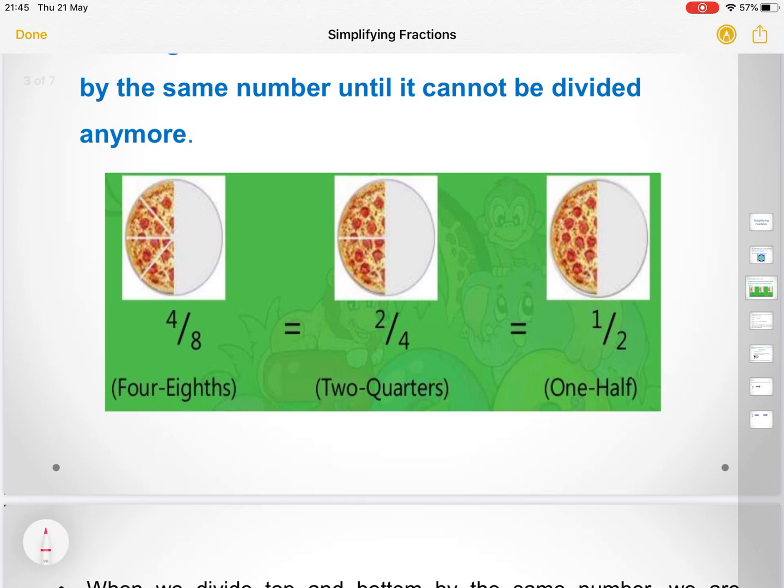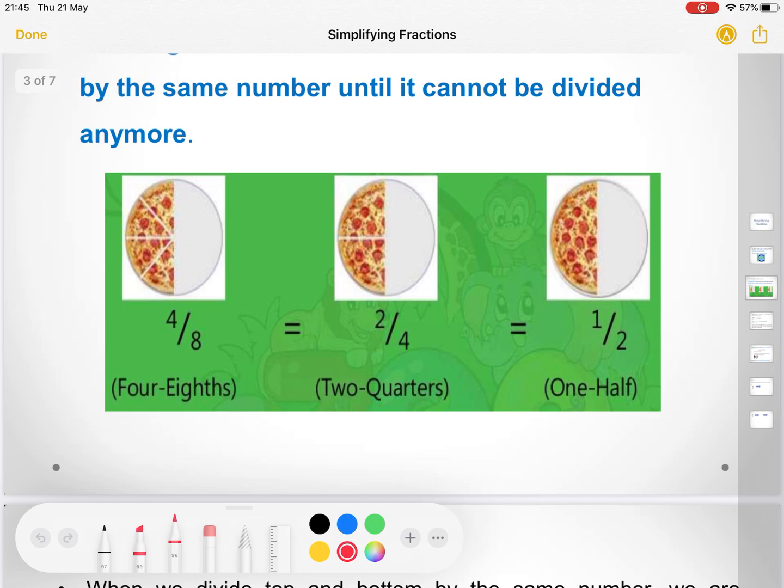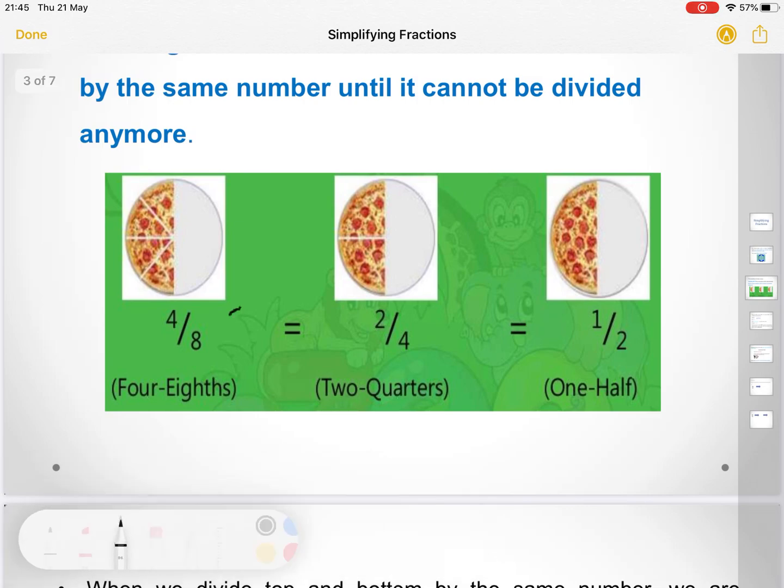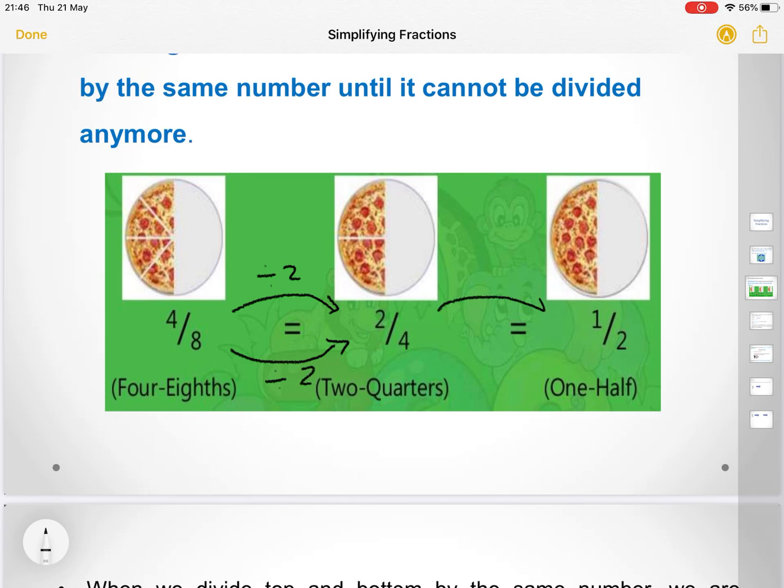So they are 3 equivalent fractions, a group of equivalent fractions. Now, to obtain a 4, I divided the 8 by 2. The 2/4, to become a half, I divided again by 2. 2 divided by 2 is 1. So the denominator, I must divide it also by 2. And 4 divided by 2 is 2.